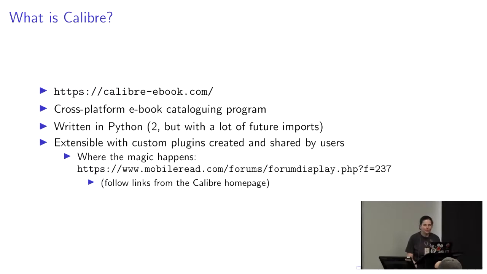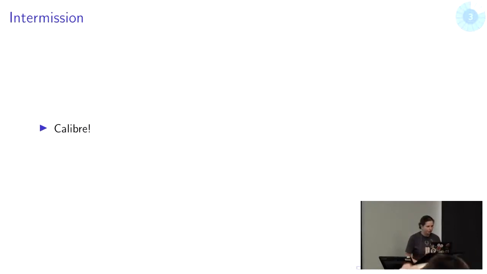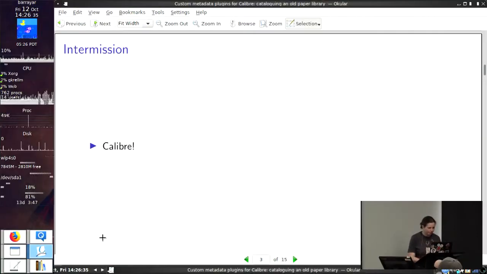And if you want to see what plugins are available, what kinds of plugins there are, you can go to the Mobile Read forums where there is a specific forum where everyone congregates, and that's where they share all their things. That's a horrible URL, but if you go to the main Calibre homepage, you can follow the links on the Get Involved page and you'll get there. So I'm going to show you what Calibre actually looks like so you can see what I'm talking about.